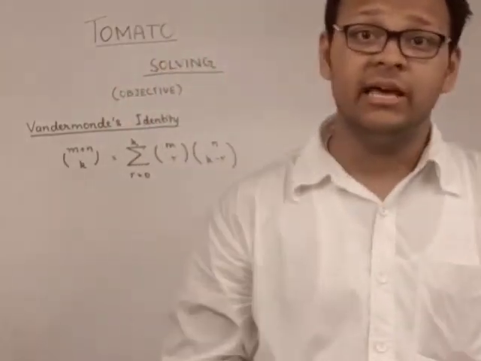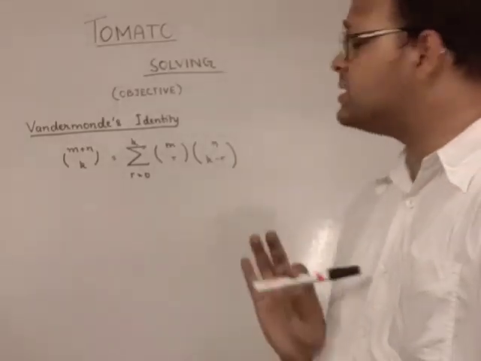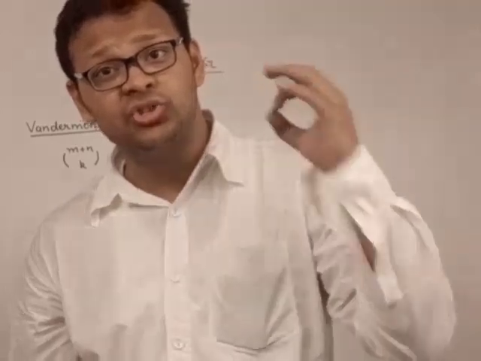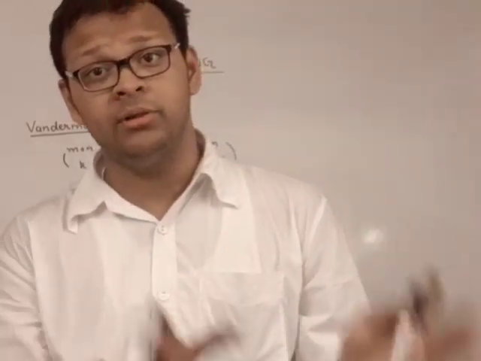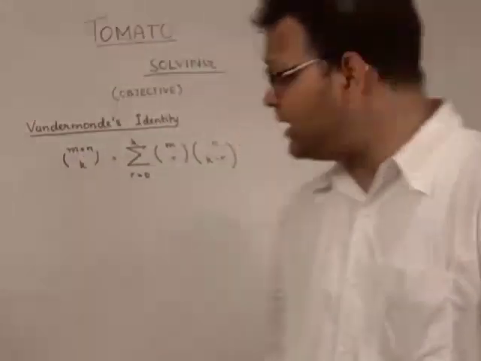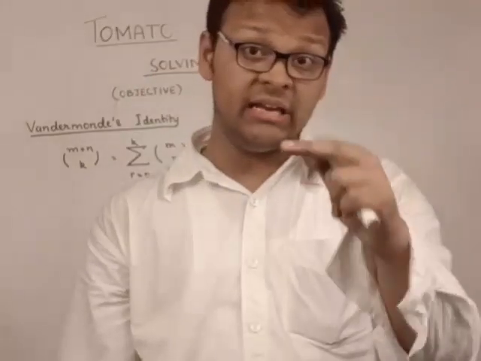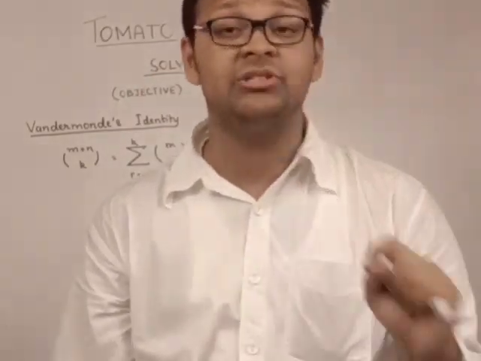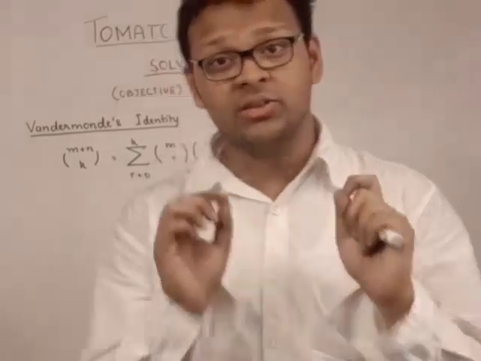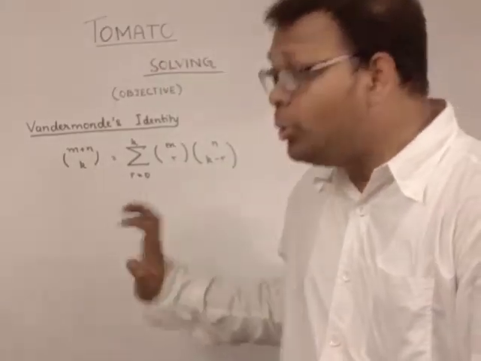And if you do this, it can be compressed and written in this form. In both cases, what you are doing is just choosing k balls from both boxes containing m balls and n balls. Okay, so this is the famous Vandermonde's identity, and the technique I used in proving it, remember, is a very important technique known as story proof. So I just constructed a story to prove this statement.